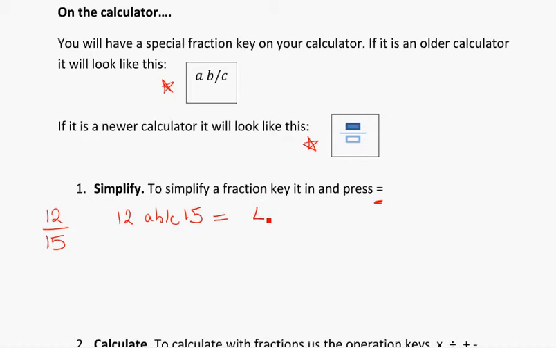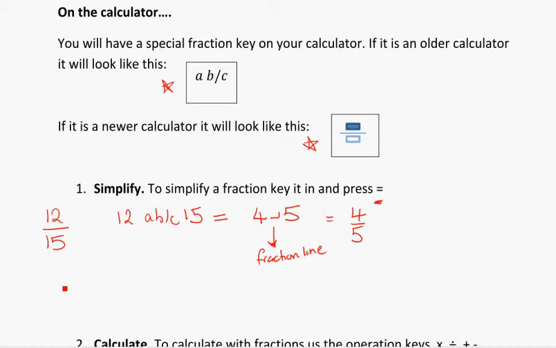Now the calculator can't write it as a fraction, but you'll see it written like this. That line there is a backwards L. Well, it could be the other way, but it looks like an L. That is your fraction line. And so that means it is 4/5.